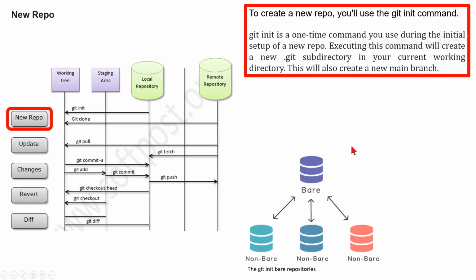Now we are focusing on new repo. To create a new repo, you will use the git init command. Git init is a one-time command you use during the initial setup of a new repo. Executing this command will create a new .git subdirectory in your current working directory. This will also create a new main branch.